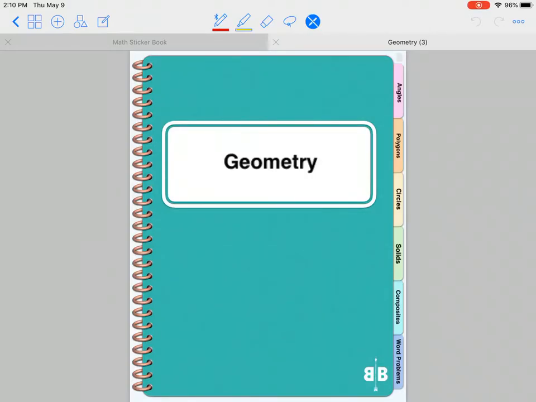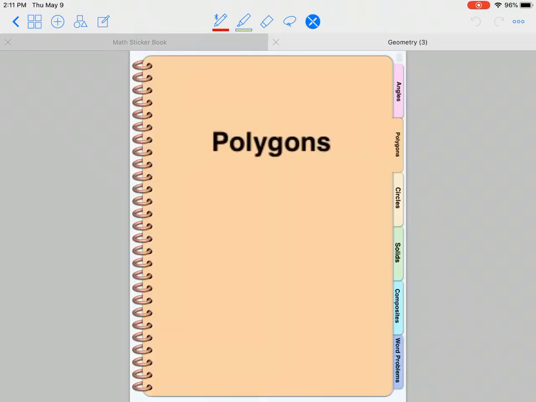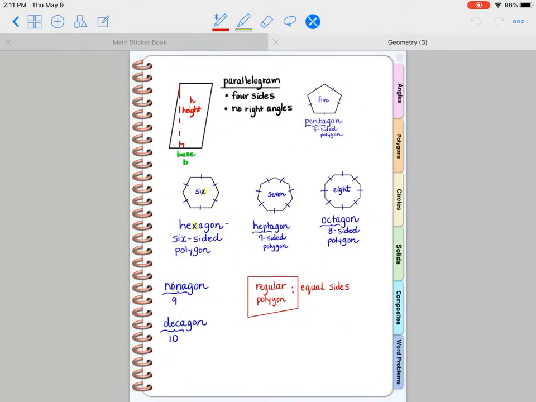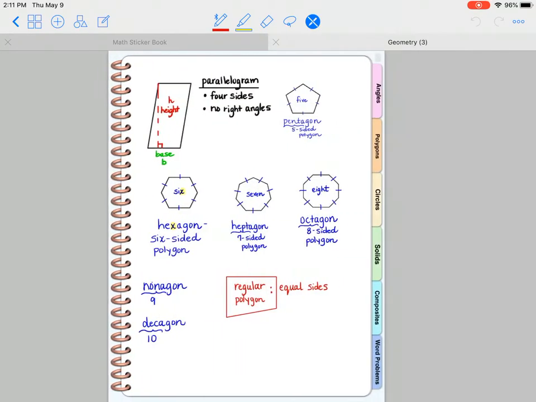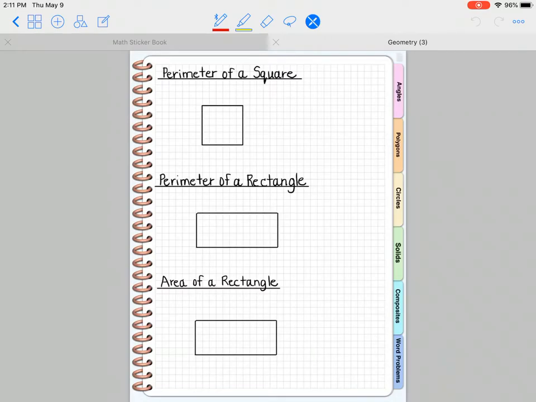Welcome back for the next part of the polygons module. So if you're following along in your notebook, you want to go to tab 2, polygons. And we have already covered the vocabulary, the names of the polygons, and we are up to some formulas here. So this is my favorite part of geometry because I really enjoy algebra and I like working with formulas. But you may need a calculator for this part.